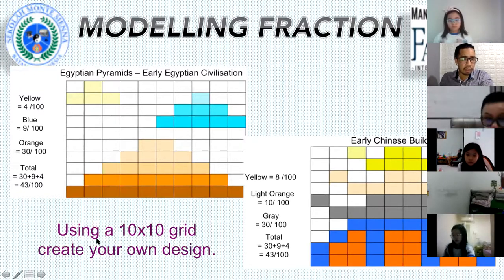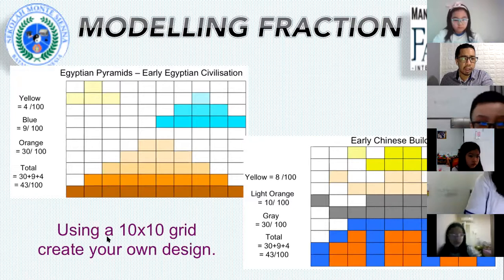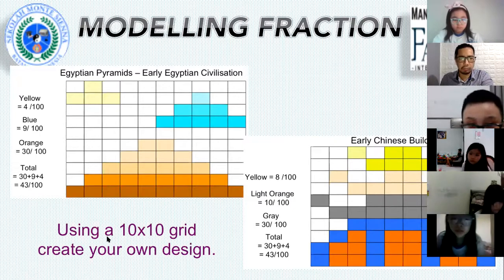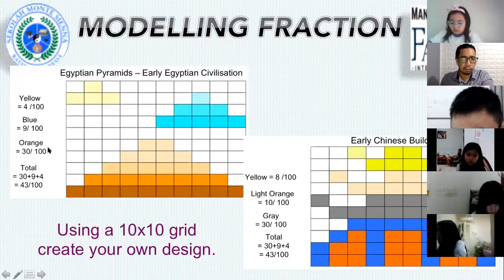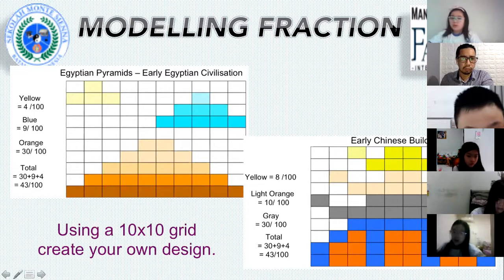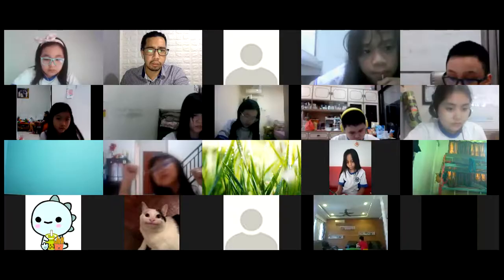What bigger, Mervin? You want to draw a big design? It's okay. So you're using a blank grid, and then you're going to put some colors.